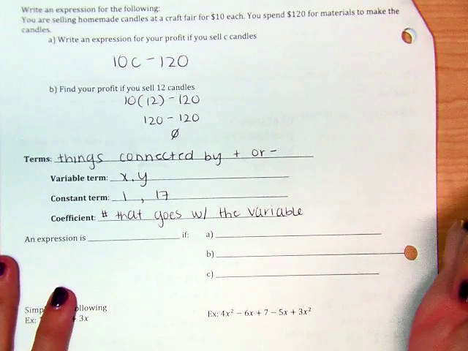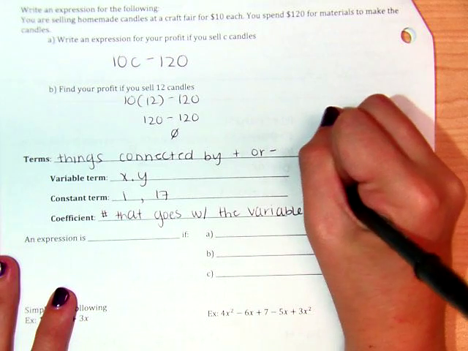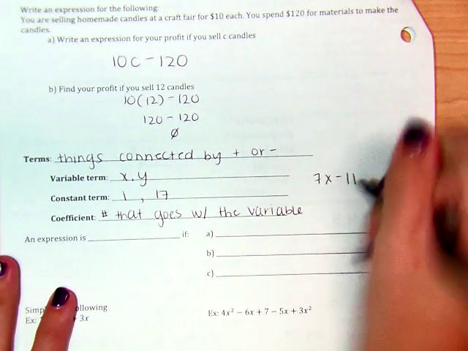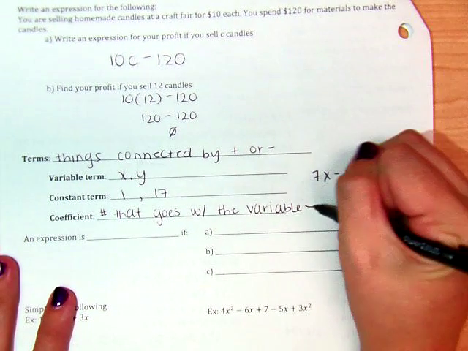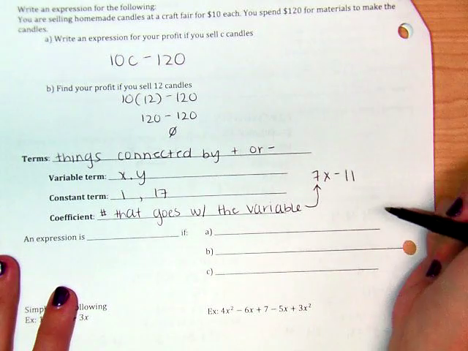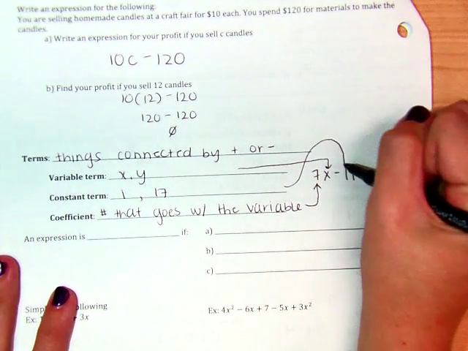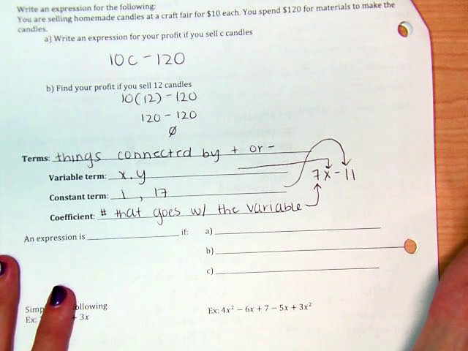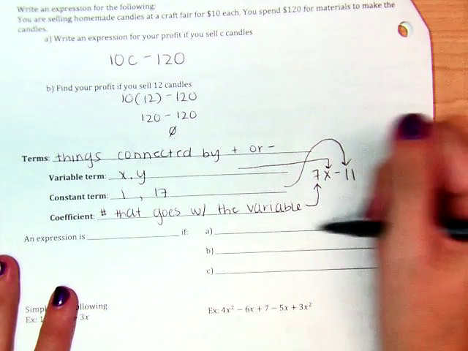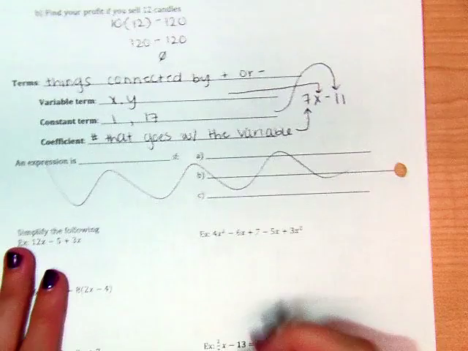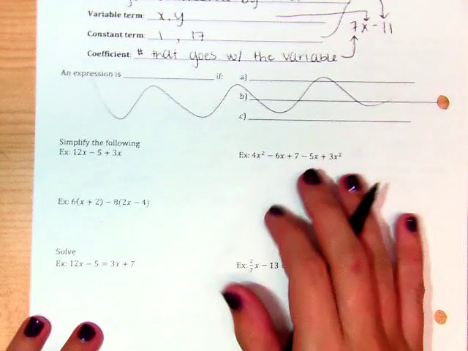So, for example, if we have an expression like 7x minus 11, our coefficient is the 7 because it goes with the variable. Our variable is the x, and our constant is that minus 11 at the end. I'm going to skip this part. I don't like it. Okay, simplifying.